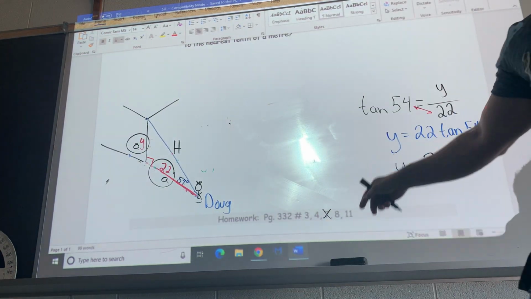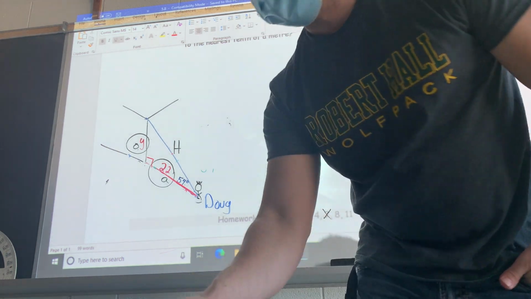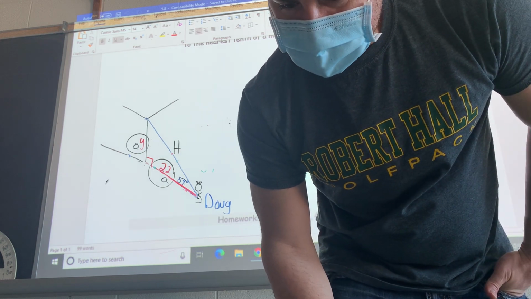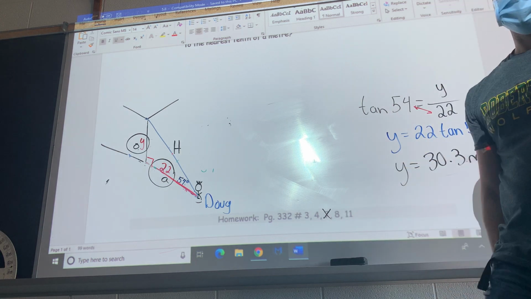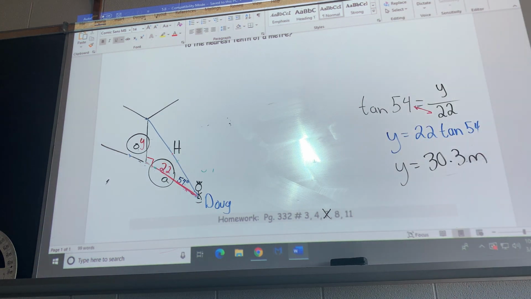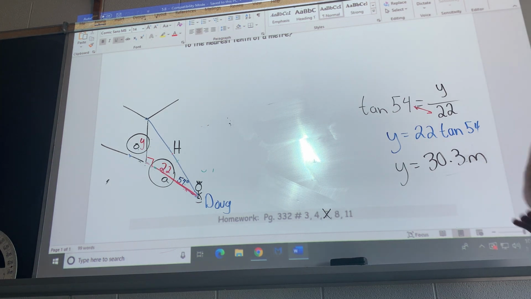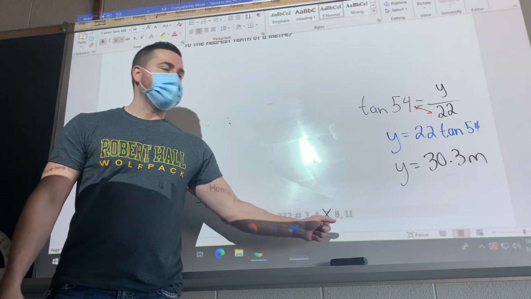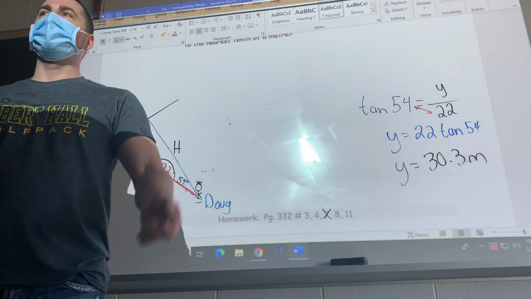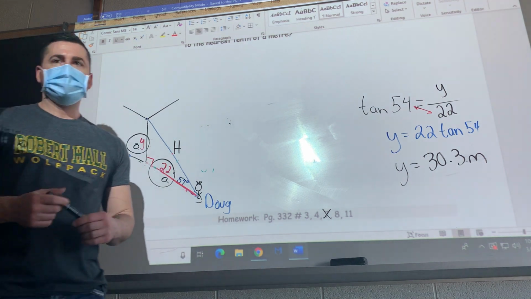Okay, so it's just 3, 4, 8, and let me see what 11 is. And 11. Okay, so they aren't too bad. 3 has 4 questions, another, so it's 7 altogether. So again, do not do 7. It's page 332, 3, 4, 8, 11. If it was a regular school year, I would have 7, and I would also throw it on the test, and it would be like an 8-mark question. But I'm not going to do that this year.